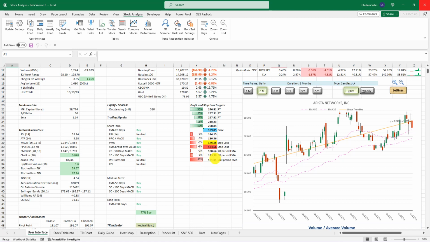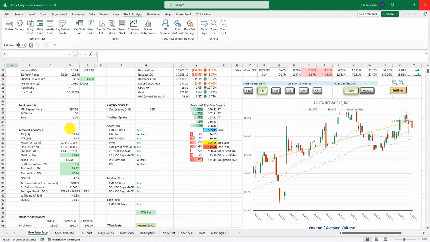It also gives you some information about the moving averages, the 20, 50, and 200 period EMA, exponential moving averages, and how far the current price is from these moving averages. So let's say the 50 period moving average is slightly lower, just 3% lower than its current price.